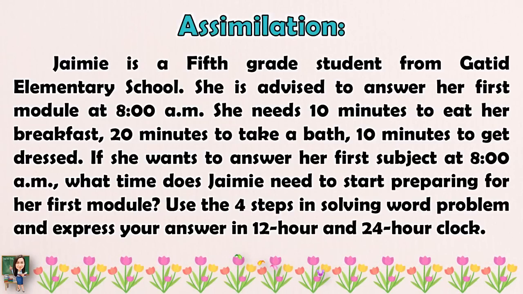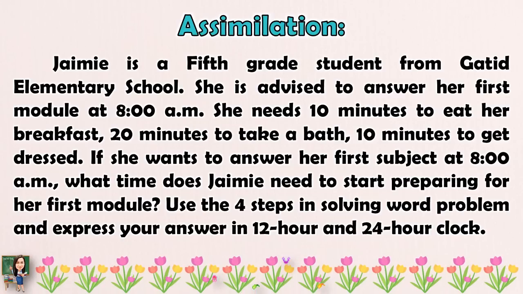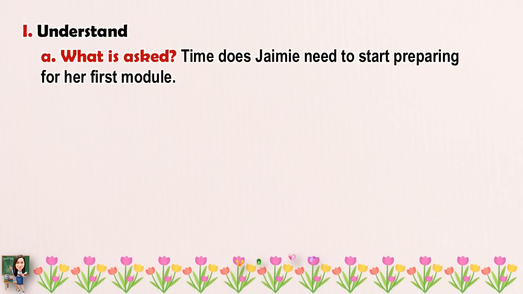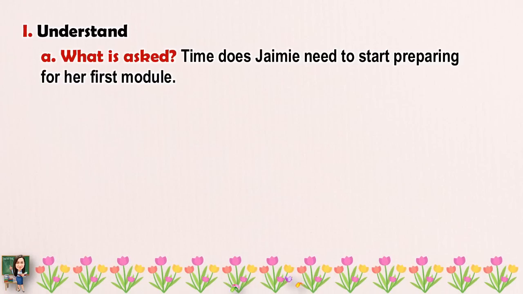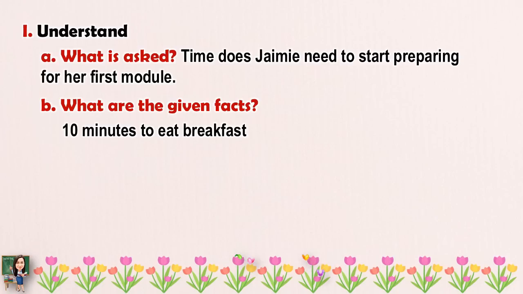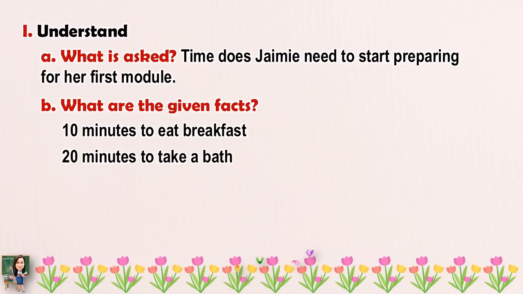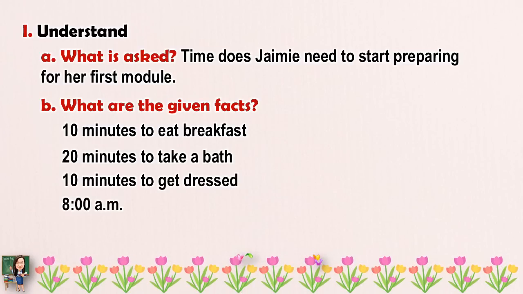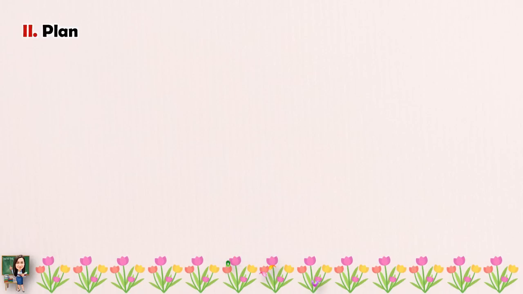So we will use the 4-step problem solving process. The first step is to understand what is asked in the problem: what time does Jamie need to start preparing for her first module? And what are the given facts? The given facts are 10 minutes to eat breakfast, 20 minutes to take a bath, 10 minutes to get dressed, and 8 o'clock a.m. Step 2 is to plan.